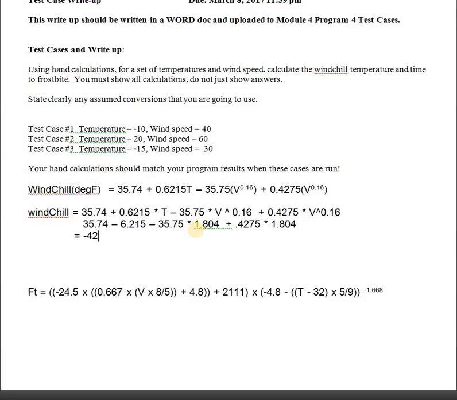And adding that all up, we get minus 42.694 degrees. So if the temperature outside is minus 10 and the wind speed is 40, it's going to feel like minus 42.69 degrees, or minus 42.7.